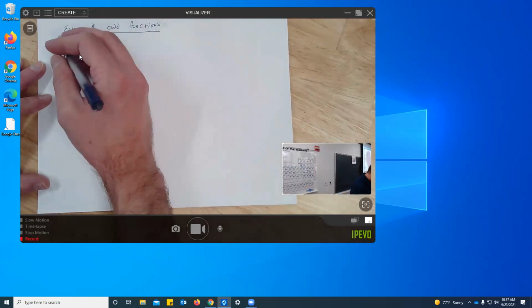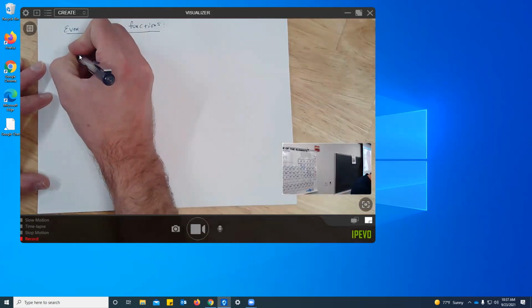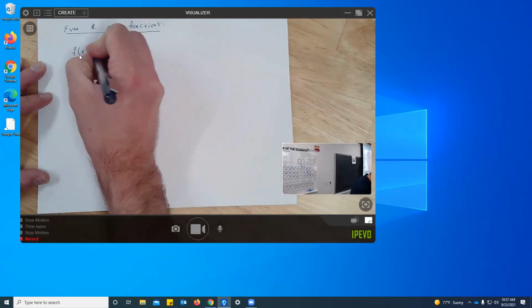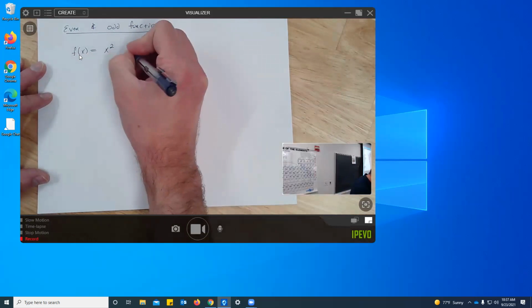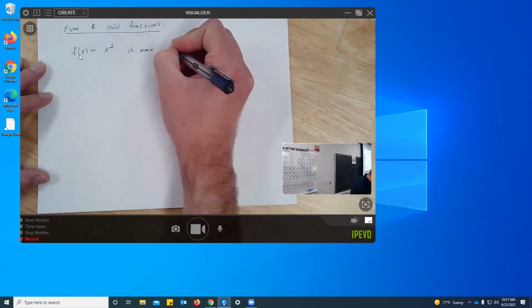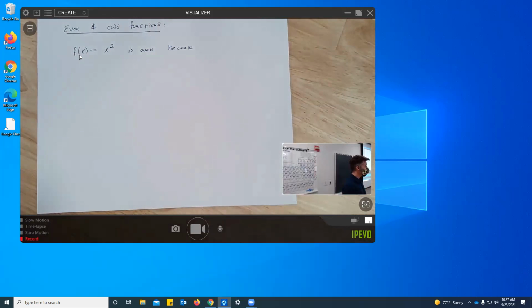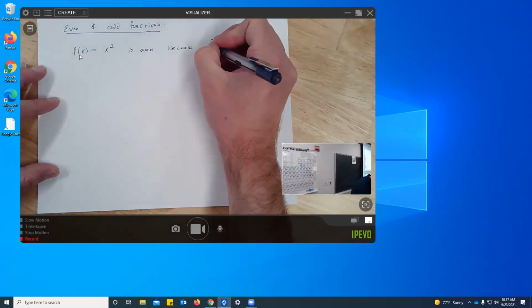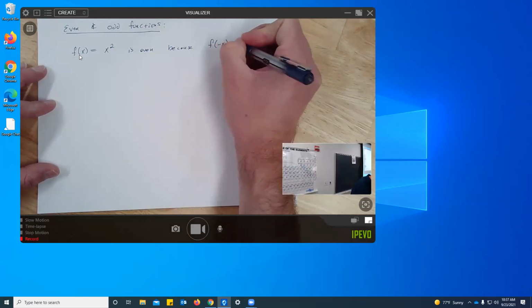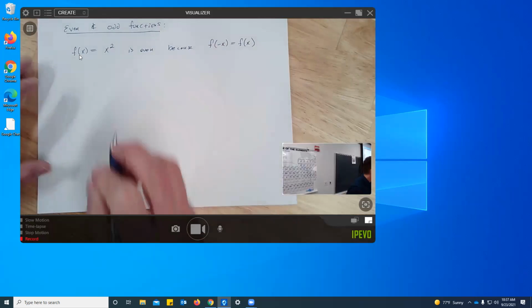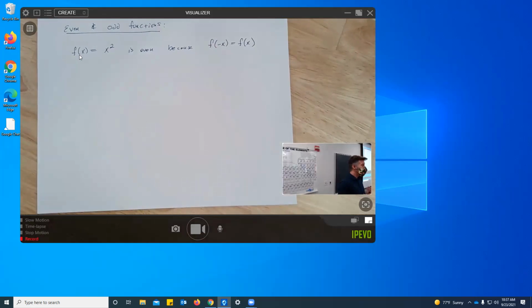So, even and odd functions. Here are some classic examples. f of x equal to x squared is even. The way you test a function to see if it's even is you check that f of negative x is equal to f of x. And that has to be true for every value. So it's not sufficient just to check it for a couple numbers.